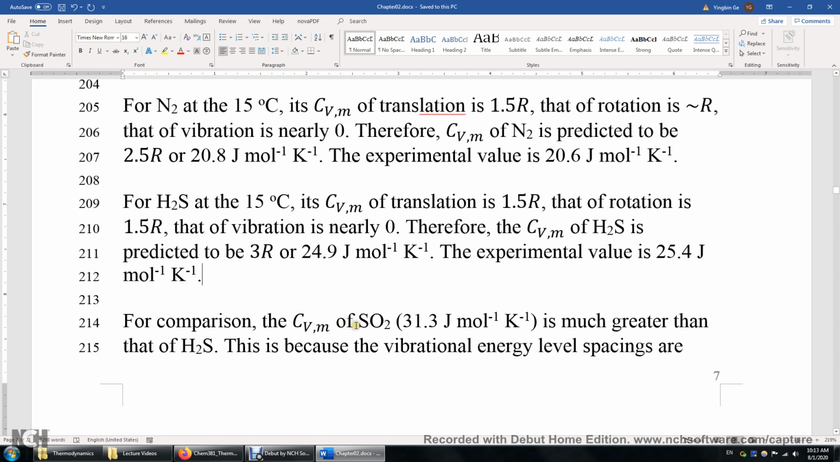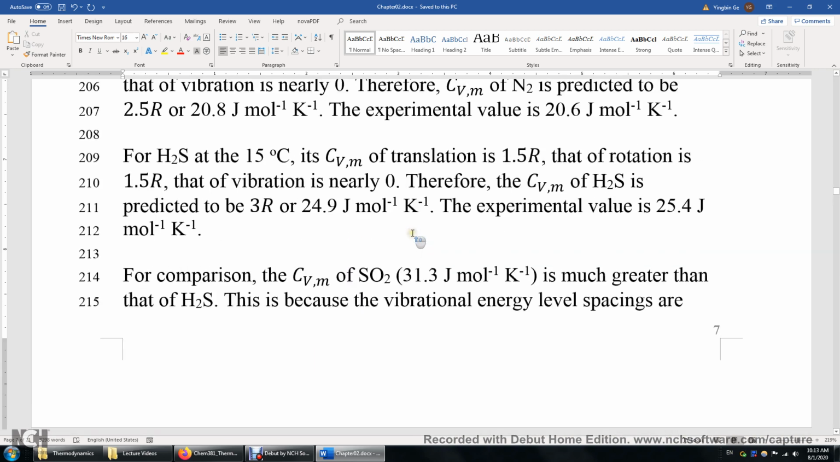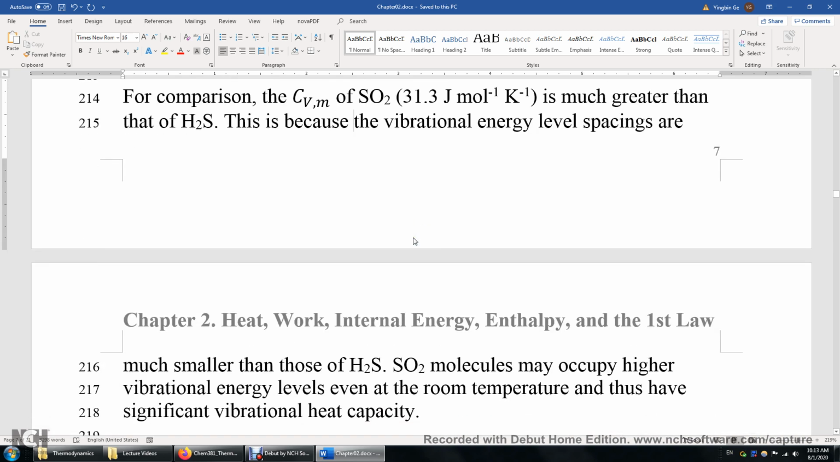Now let's look at SO2. It's also nonlinear. It has a bent structure. Well, the CVM of SO2 is 31, much greater than H2S. What's going on? Very simple. Actually, in SO2, because its vibrational energy level spacings are much smaller, this time you observe a greater value of the vibrational CVM. Okay, so that's why.